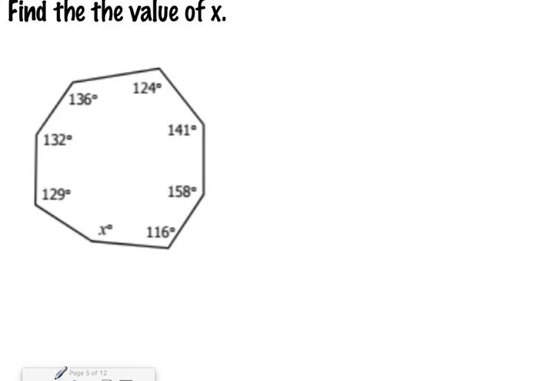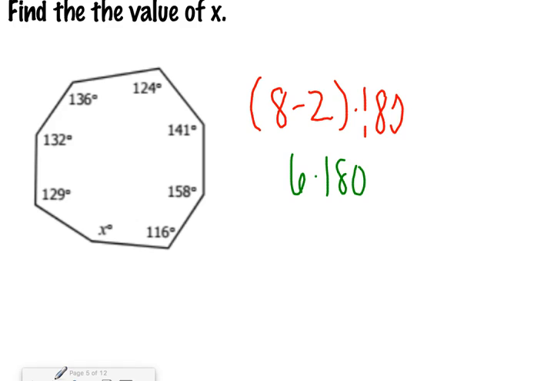Add them up, that's a good idea, then what? Subtract from what? How do I find that bigger number? It's the number of sides minus 2. How many sides does this shape have? 8. So plug 8 into our formula. So 6 times 180 is 1080.